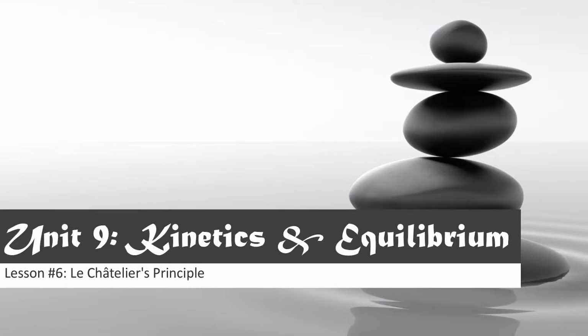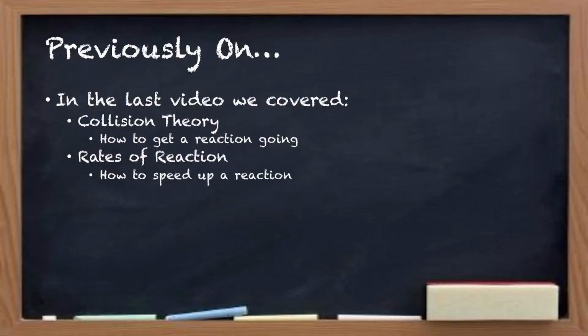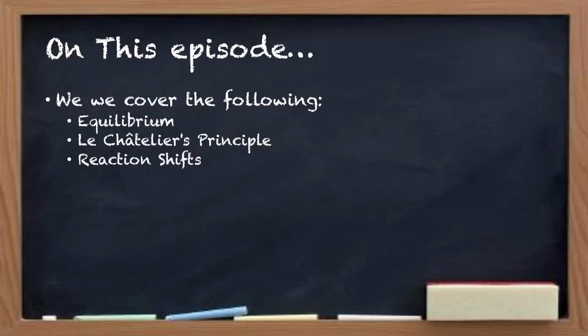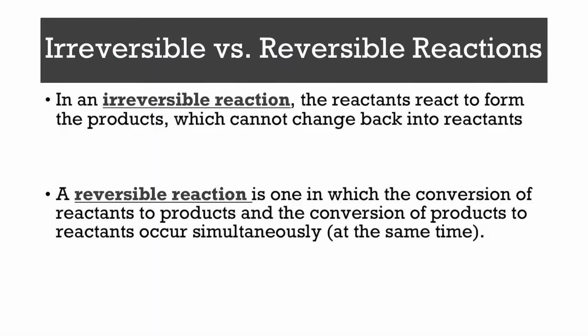Today's topic is Le Chatelier's principle. In the last video, we talked about collision theory and rates of reactions. So how do we get a reaction to actually happen? And then once that reaction is happening, how do we get it to speed up? Now today, we're going to talk about Le Chatelier's principle, equilibrium, and reaction shifts. So you'll see how all three of these things are related.